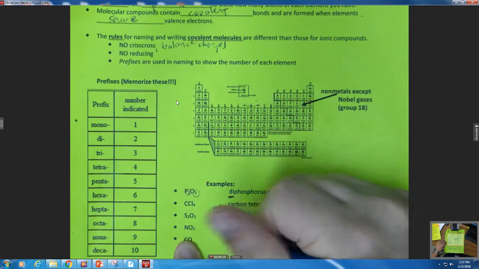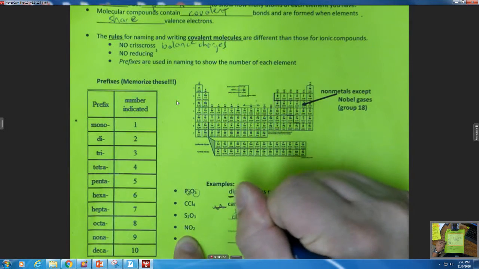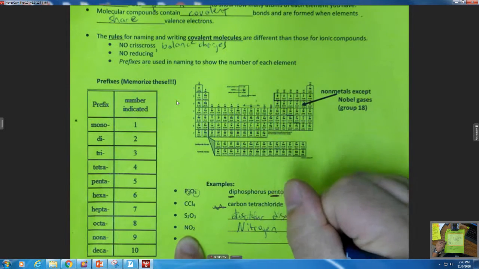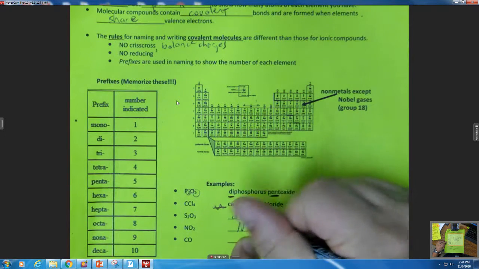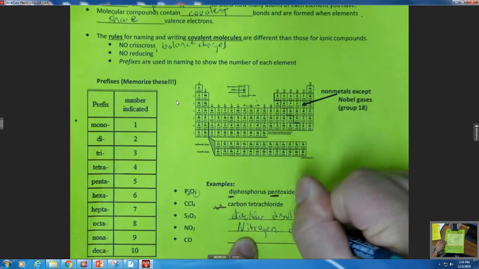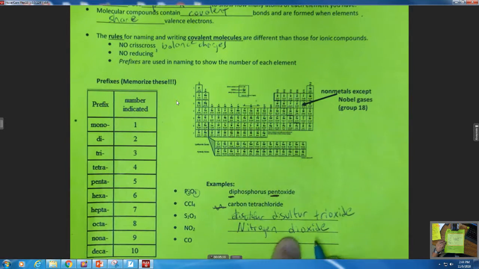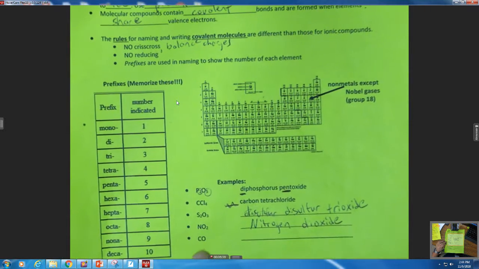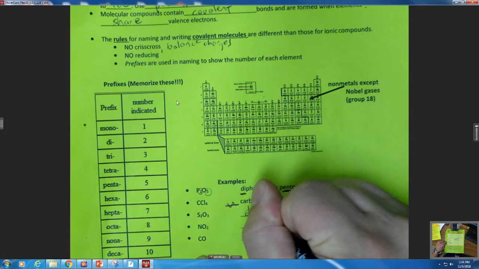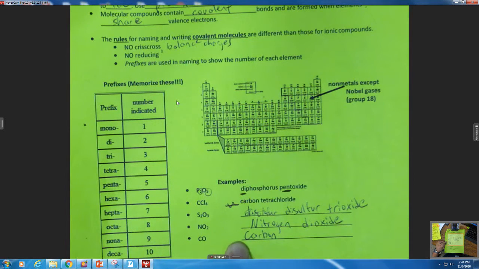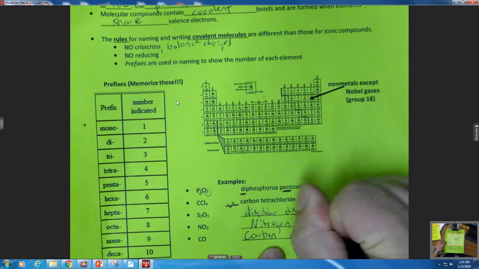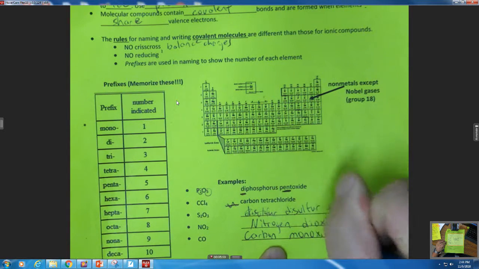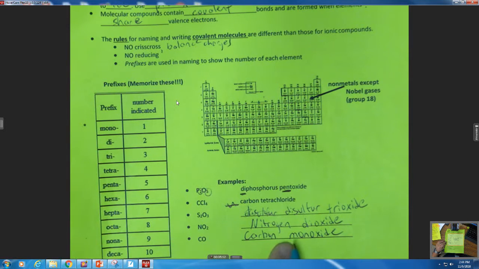NO2, N is nitrogen. Okay, and you don't have to put mono again because nitrogen is the first element, so you just leave the prefix off. And then you put di in front of oxide because you have two oxygen atoms. CO, C is carbon. You do not have to put mono in front of carbon because it's the first element, but you do have to put mono in front of oxide, so you would call this carbon monoxide.